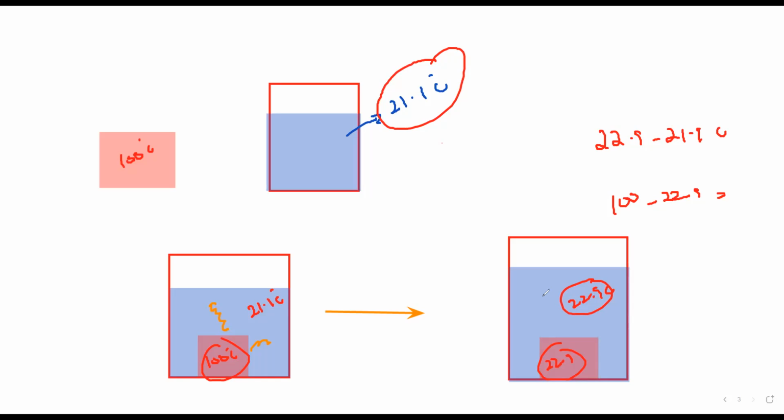And why is the temperature change of the water not the same as the temperature change of the metal? Because they have different specific heat capacities. You can see the water temperature changes only by 1.8, whereas the metal temperature changes by 77.1. So if the temperature change of the water is small, it means it has a higher specific heat capacity. The temperature change of the metal for the same amount of energy is more. So it means the specific heat capacity of this metal is small.